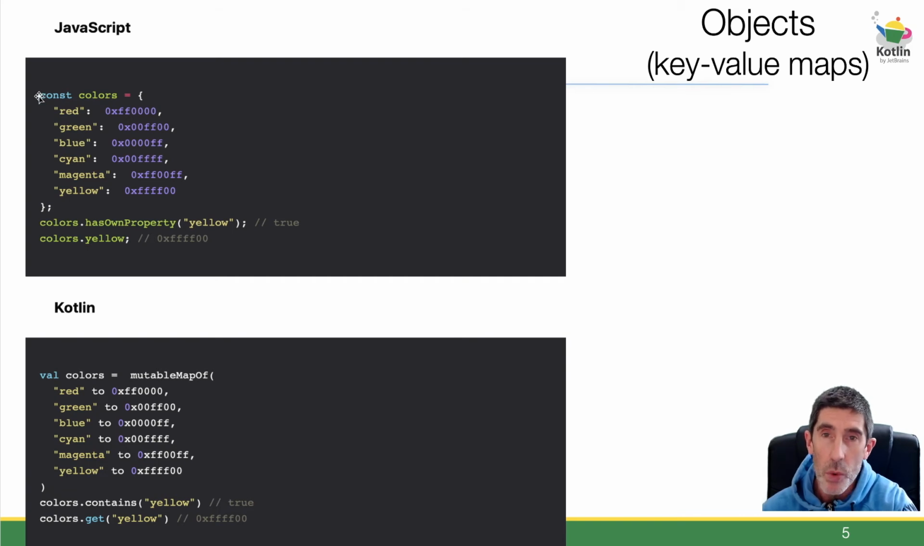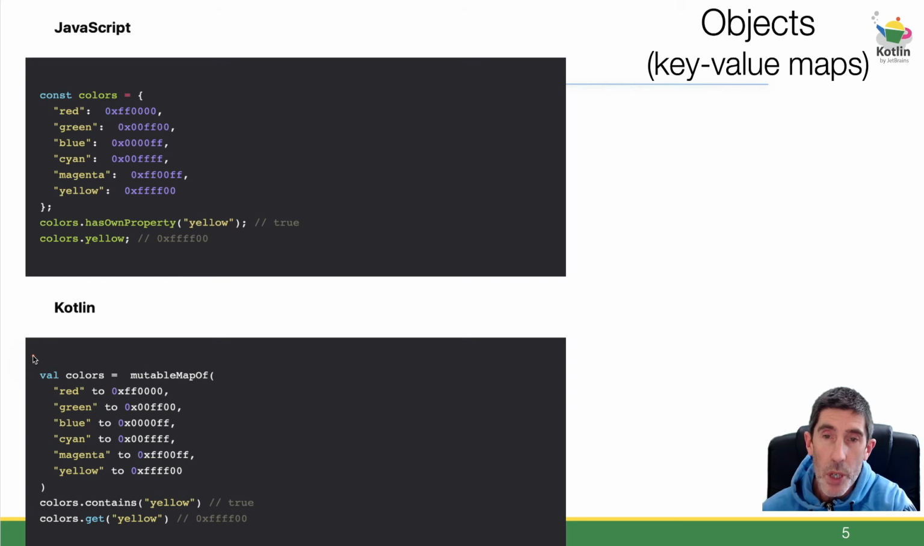So we might say something like this. We can say const colors, giving all these different values, and then we have our properties there. A couple of functions there: colors.hasOwnProperty, and then getting at the individual element, colors.yellow, to return what it would be in this case, again the hexadecimal.